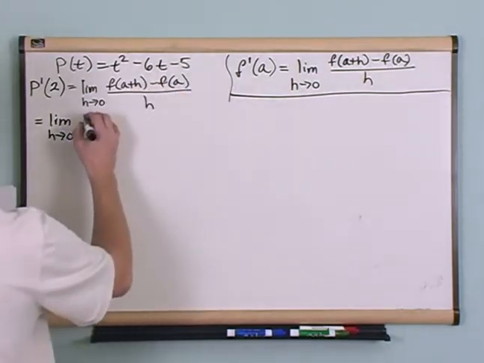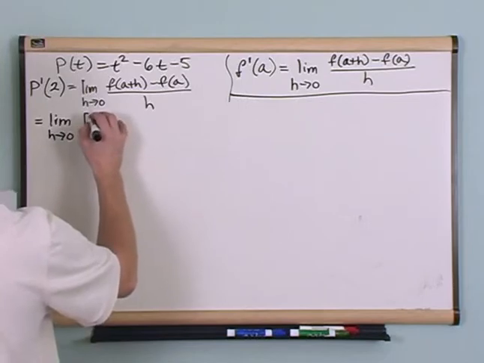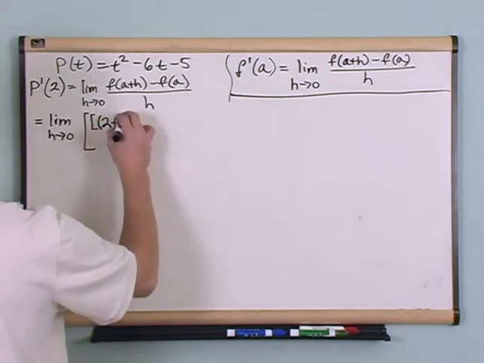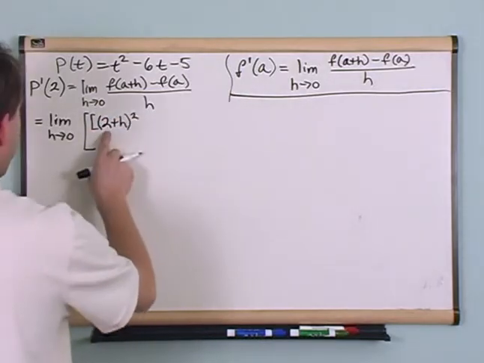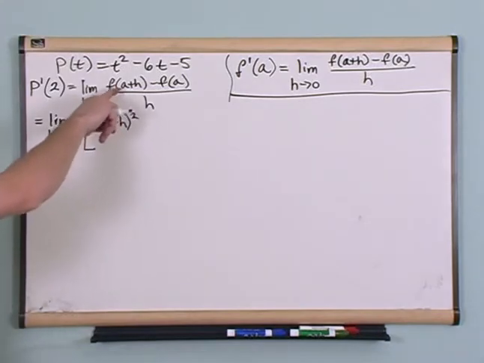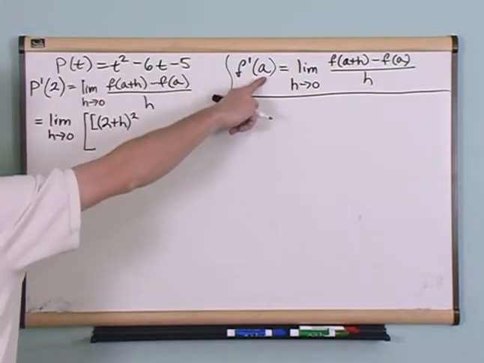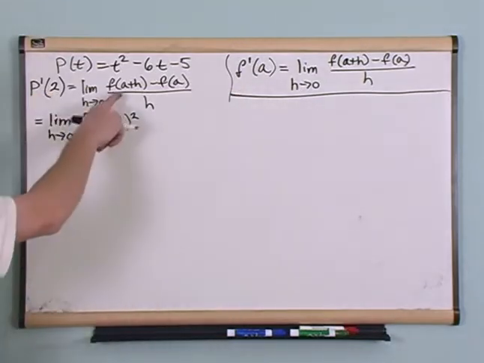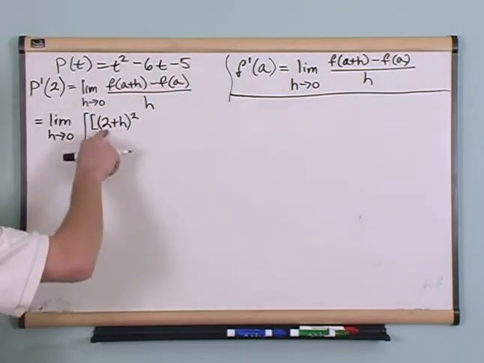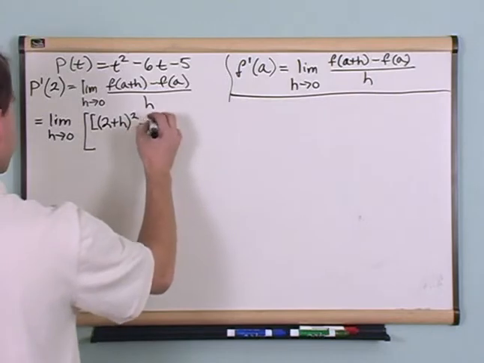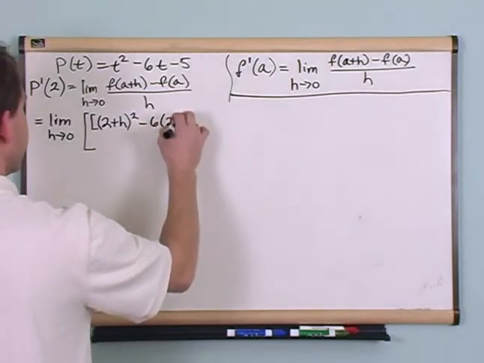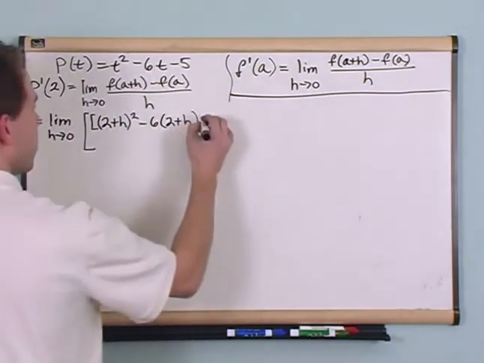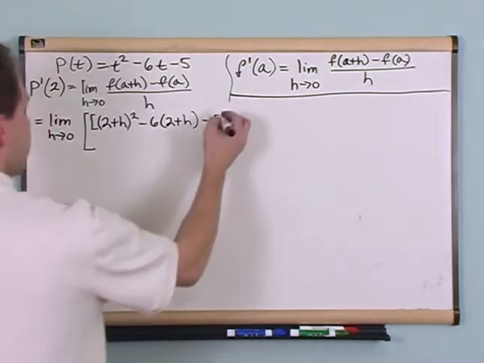So what I'm going to have is 2 plus h squared. Why 2 plus h? Because remember, the derivative here, this formula, is defined at the point A. That's the point you're interested in. Here, I'm interested in finding the derivative at the point x equals 2. So here, A, I'm going to fill in with the number 2. So 2 plus h squared minus 6 times 2 plus h. Again, a plus h goes in here where a is equal to 2. Minus 5. Okay? So this is the first term.